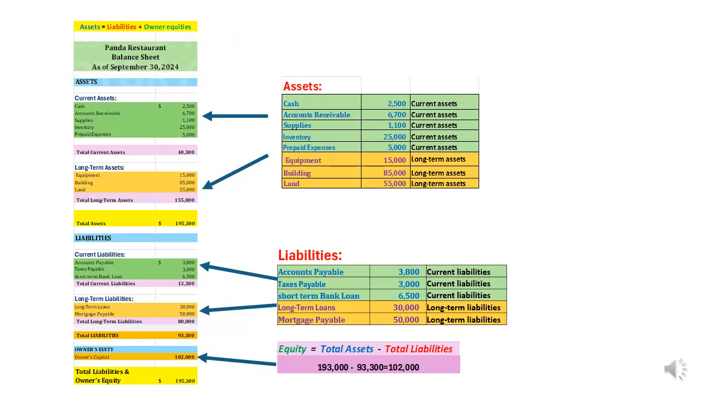Here, we break down the assets and liabilities further, showing how each category contributes to the overall financial picture. This detailed view helps in better understanding the balance sheet components.